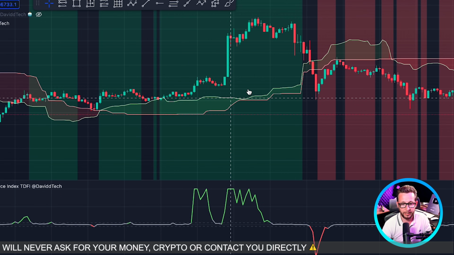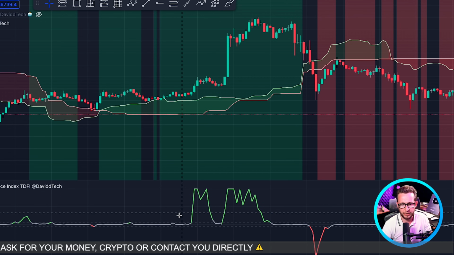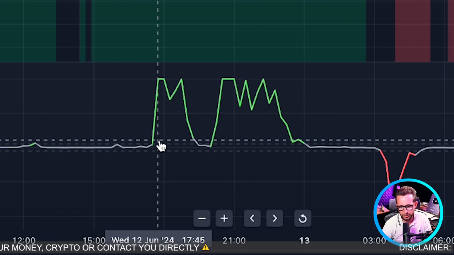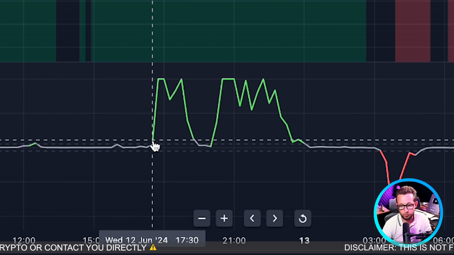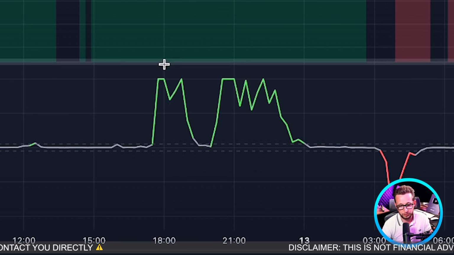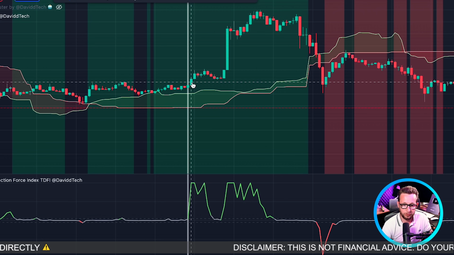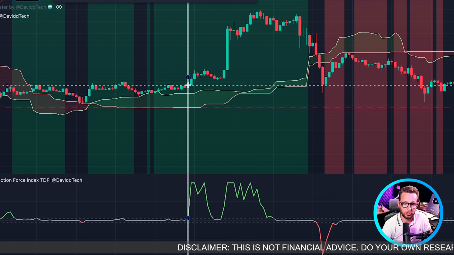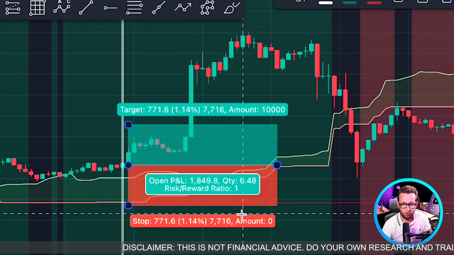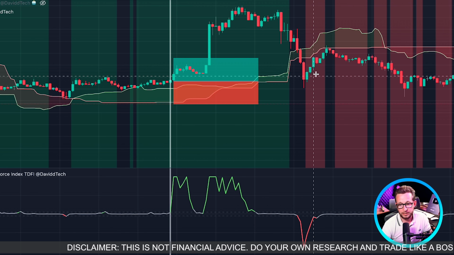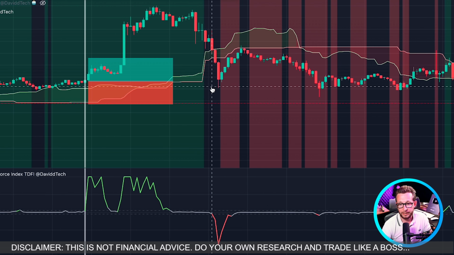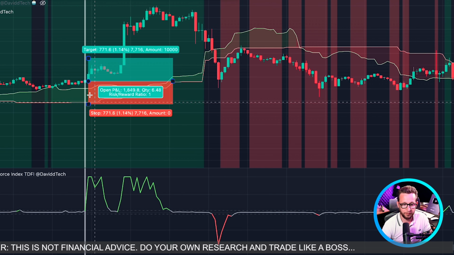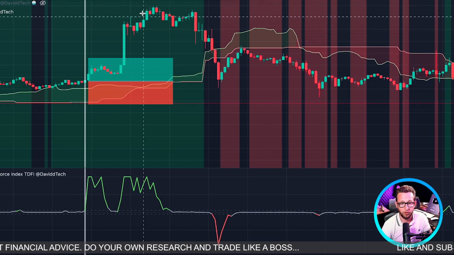Now when the cloud is green or the background is green, the TDFI is slightly offset from the 0 line. When it goes green as well, we're looking for longs. So this would have been our first entry just here. Of course, guys, I am cherry picking, so this would be our long entry just here. Now, of course, there's lots of areas where we would get in at the wrong time. The TDFI and the Ichimoku cloud are not going to be enough.